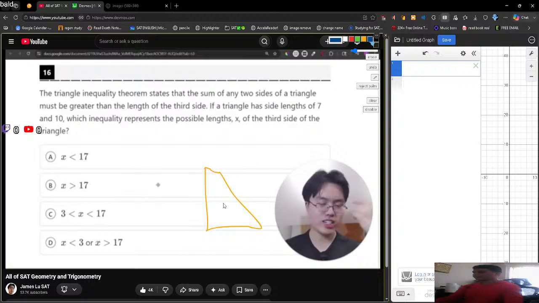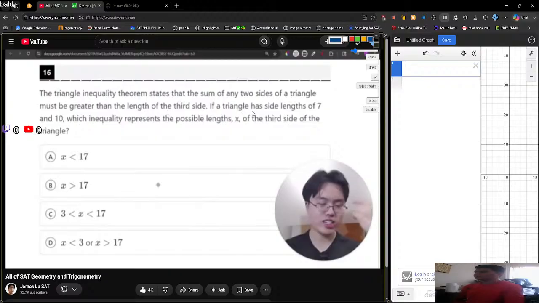The hypotenuse has to be bigger than both of these, like 3 and 4. It has to be bigger than both of these, but if you add these two numbers together, they have to be greater than the hypotenuse. So that's the theorem: the sum of any two sides of a triangle must be greater than the length of the third side.